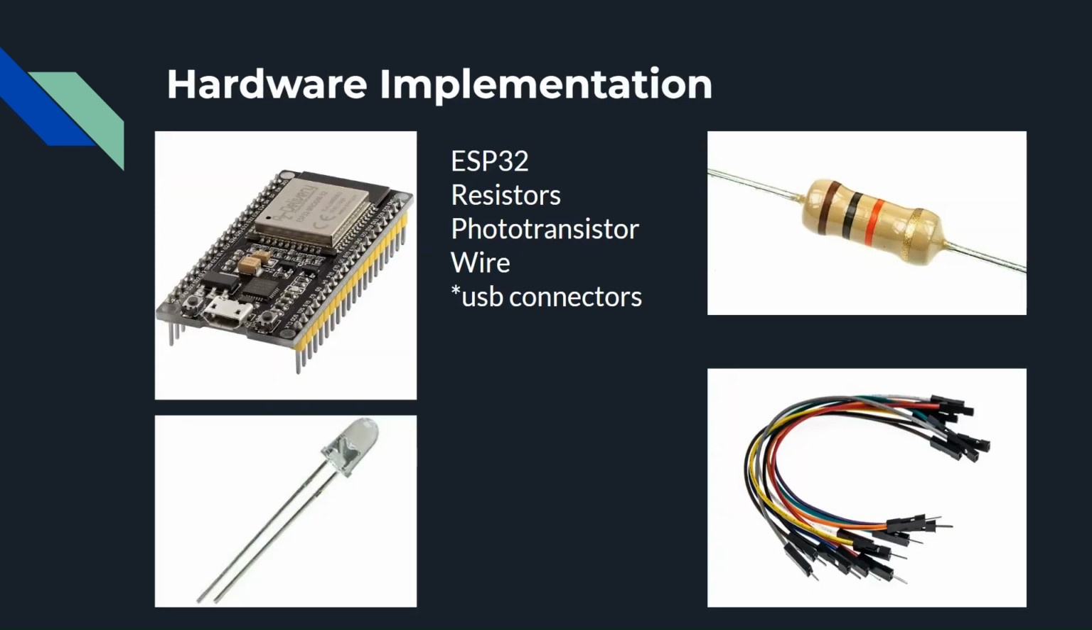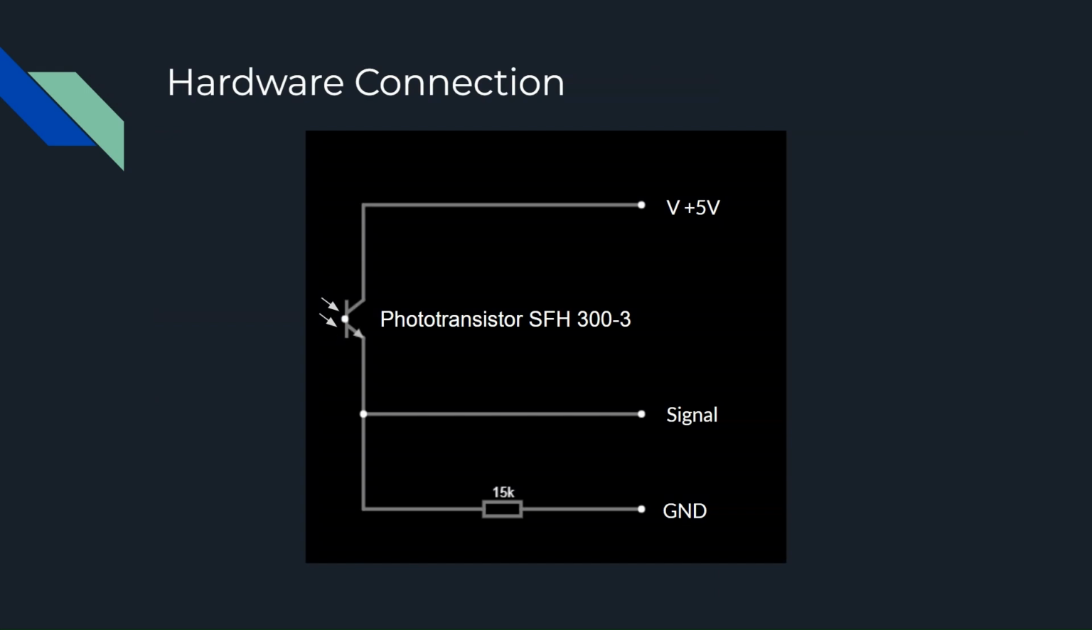What we're going to use in this case as a smart computer or microcontroller is going to be the ESP32. And if we would like to register light, we need a special element, a photo element. In my case, it's going to be a phototransistor. Also, to set sensitivity, we need photoresistors or just normal resistors. I will use resistors. Of course, we need wires and also USB connectors. And here you can see how we can connect our hardware.